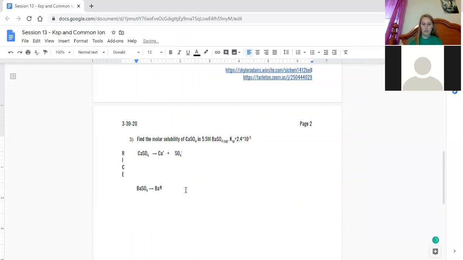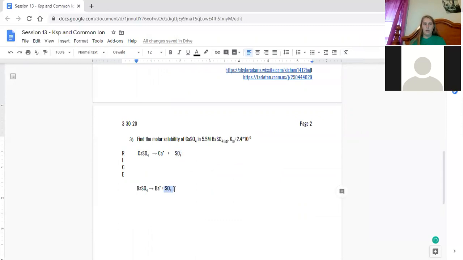And also into SO4 minus. So whenever that dissociates out like that, we end up, like we talked about, having this.